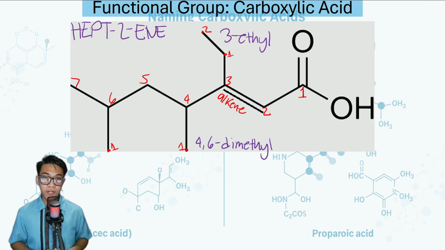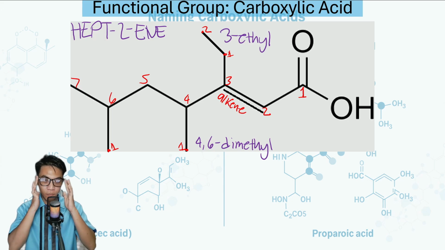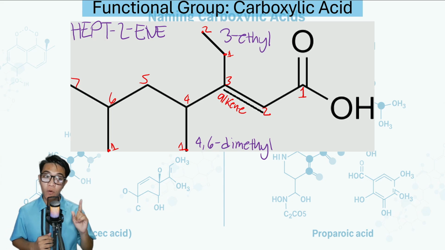The one on the third carbon is an ethyl group. The one on the fourth and the sixth are both methyl groups. So to give it a name, the one on the third is a 3-ethyl. The one on the fourth and sixth, since they are both methyl groups, we just combine them, 4,6-dimethyl. So it's a di to represent there are 2 methyl present in these specific carbons.